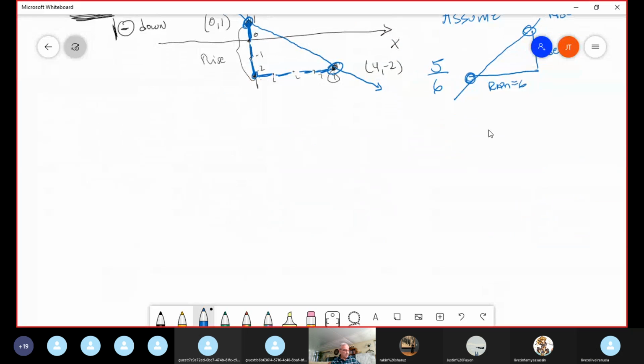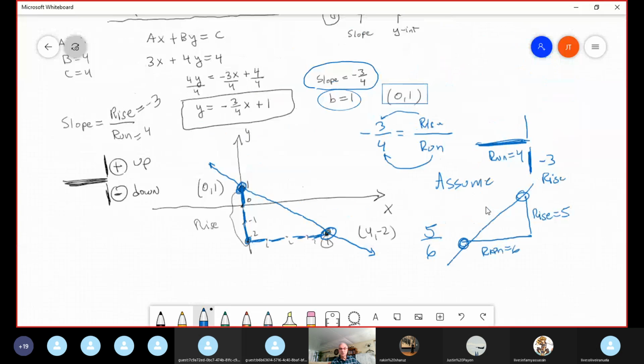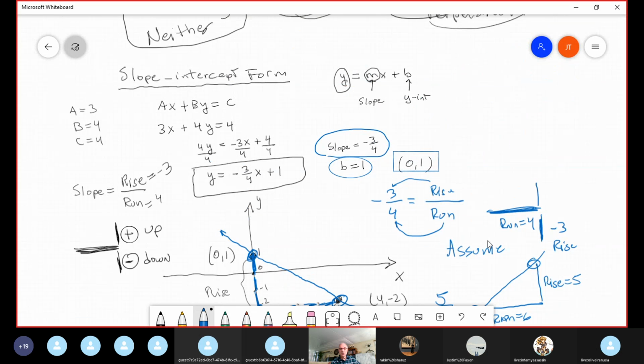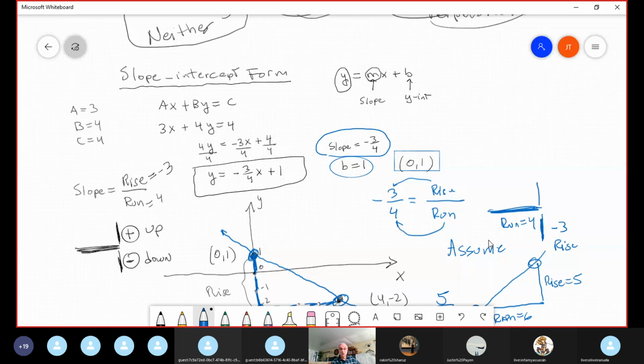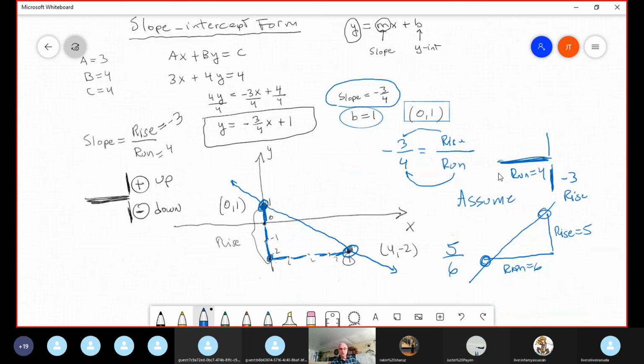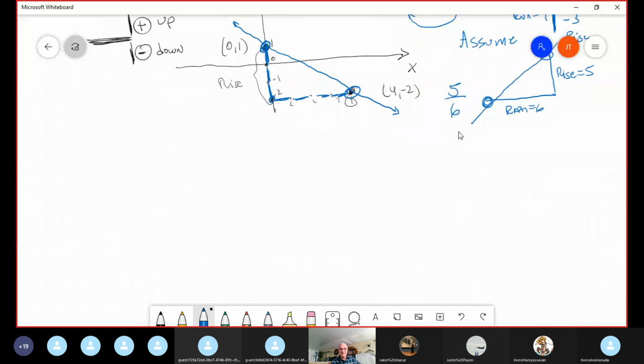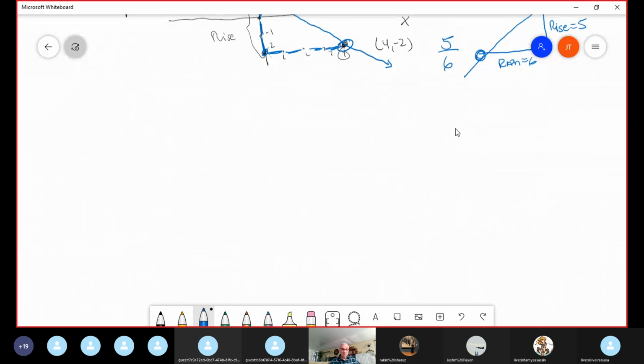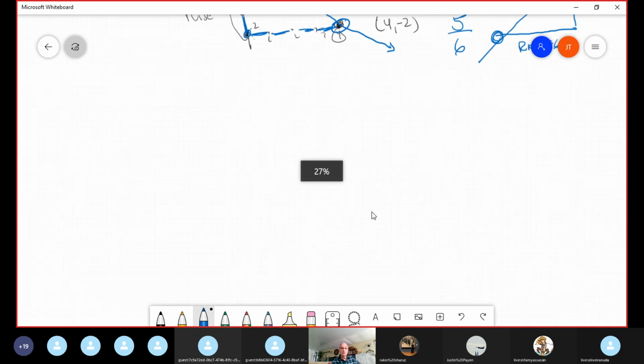Okay, I brought two examples using the new form. Remember, so far we studied standard form. Now we study slope-intercept form. And using slope-intercept form, I want to investigate and determine whether the lines are parallel, perpendicular, or neither.